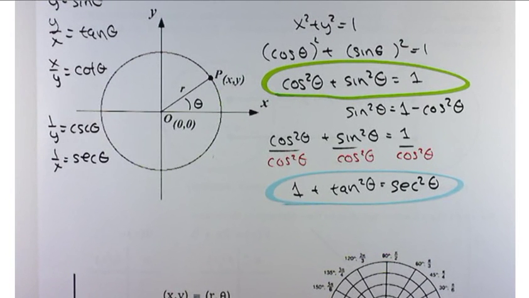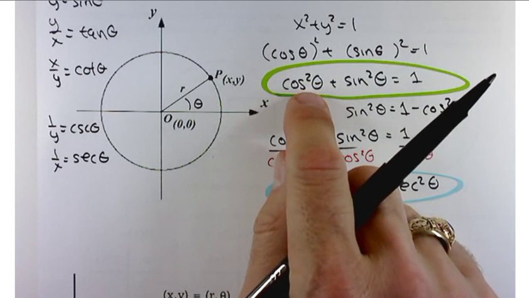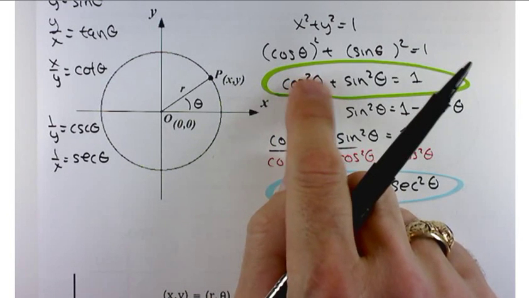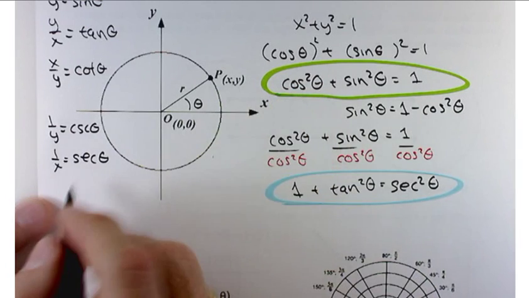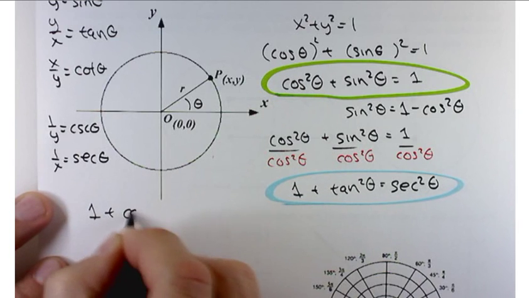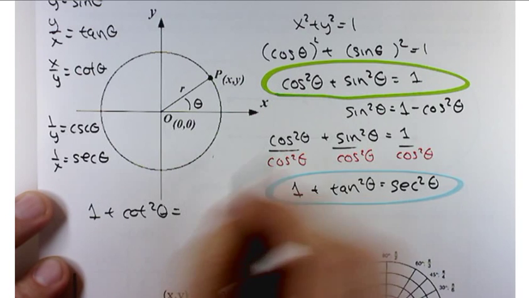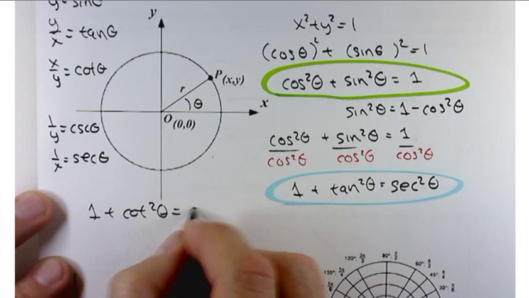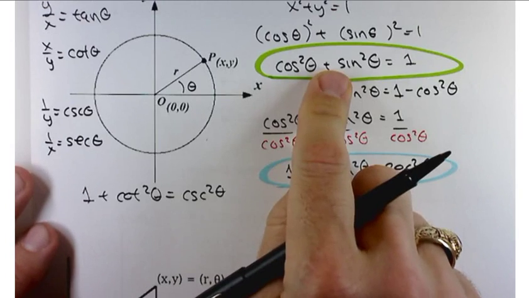Okay. So, who else? Amelia, thanks for volunteering. If I divide through everything by sine squared, what will I get? Perfect. 1 plus cotangent squared equals cosecant squared. And again, it's the same kind of thing.